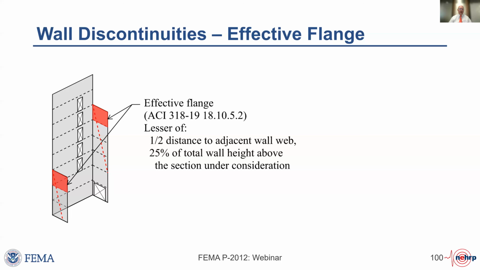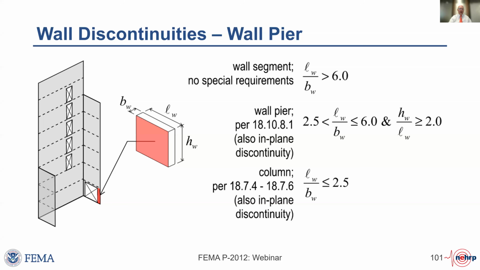So when you're at the very top of this, the red area in this wall, you can't assume that all of the wall reinforcement is participating because there's a shear lag effect. And so we have to think about the effective flanges. Similarly, where we have a wall pier, ACI 318 has definitions of, is it a wall segment or a wall pier, or is it a column? And how do we approach the design?